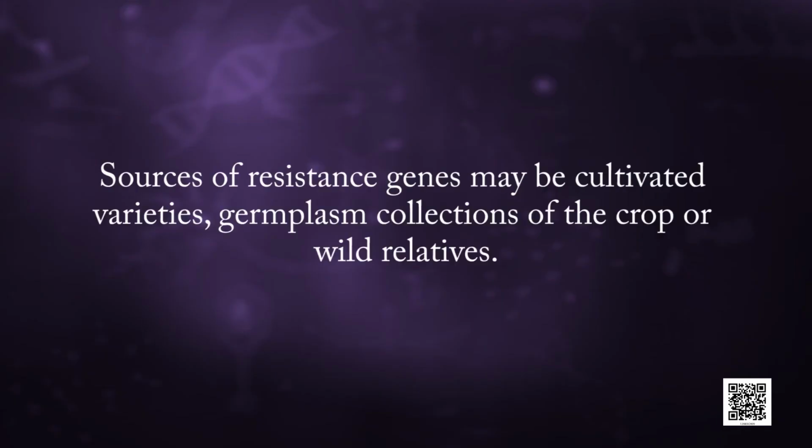Breeding method for insect pest resistance involves the same steps as those for any other agronomic trait such as yield or quality and are discussed earlier. Sources of resistance gene may be cultivated varieties, germplasm collection of the crop or wild relatives.